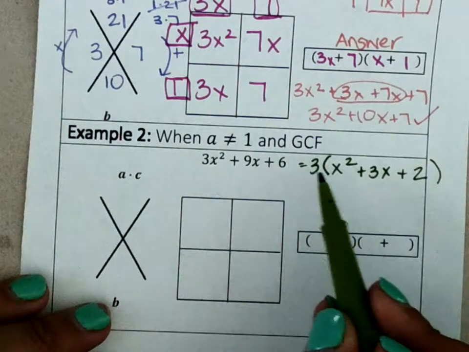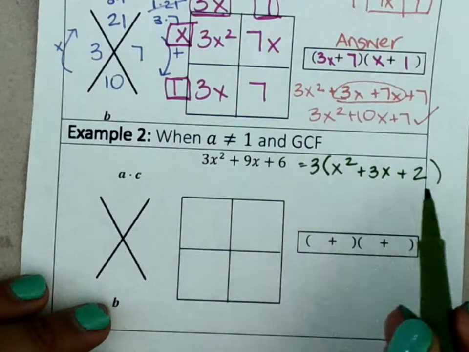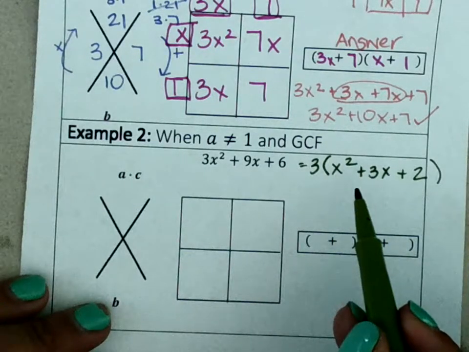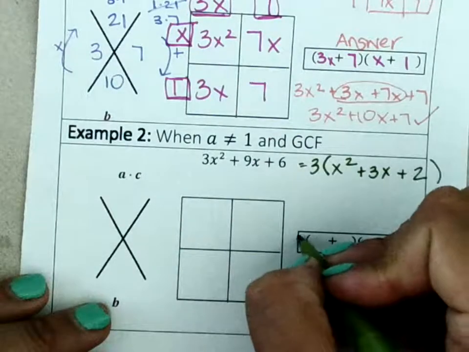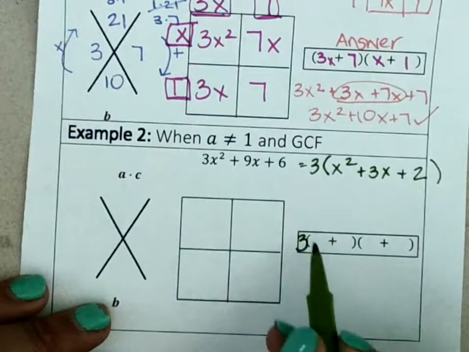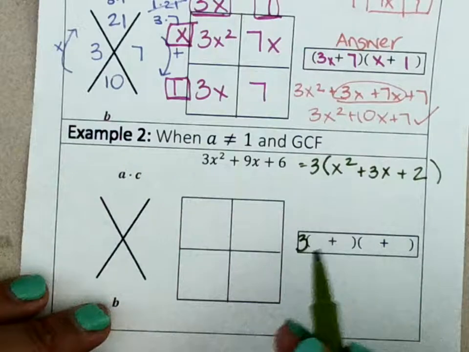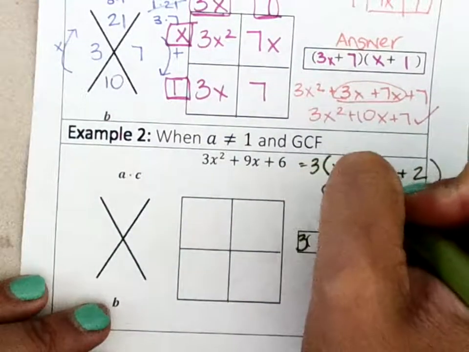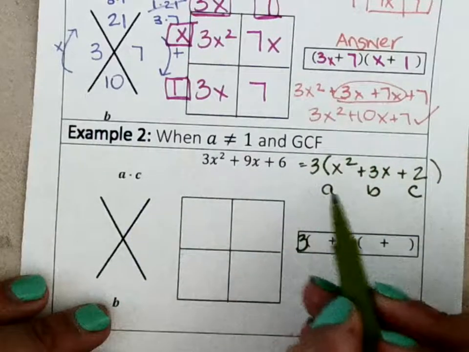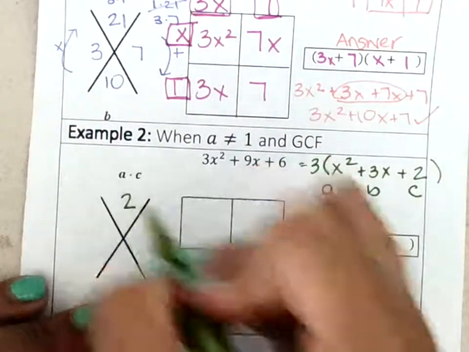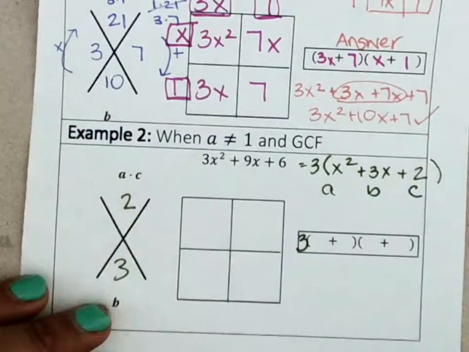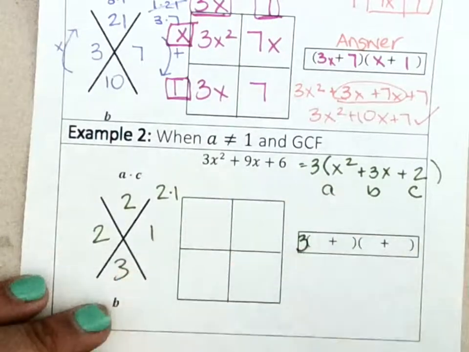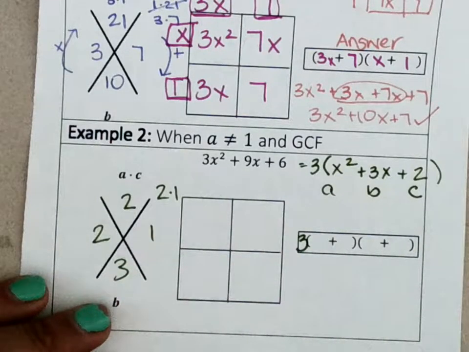Now that we've factored out the 3, we're left with a trinomial with a coefficient of 1. We know how to do these. We've done these before. These are so much easier. I'm going to go ahead and put this 3 in my final answer box so that I don't forget to bring it down, and I'm going to factor our trinomial. A times c, which is 1 times 2, is 2. Our b is just 3. 2 and 1 are the only factors of 2, and they also happen to add up to 3.